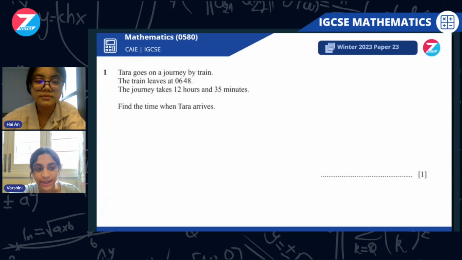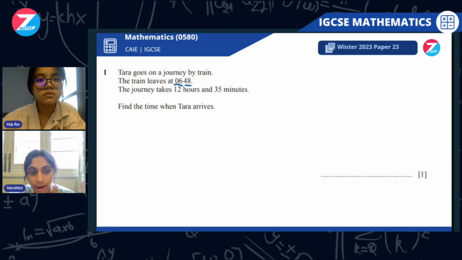So let's go to the first question. Question 1: Tara goes on a journey by train and the train leaves at 6:48. The train takes 12 hours and 35 minutes. Find the time when Tara arrives.